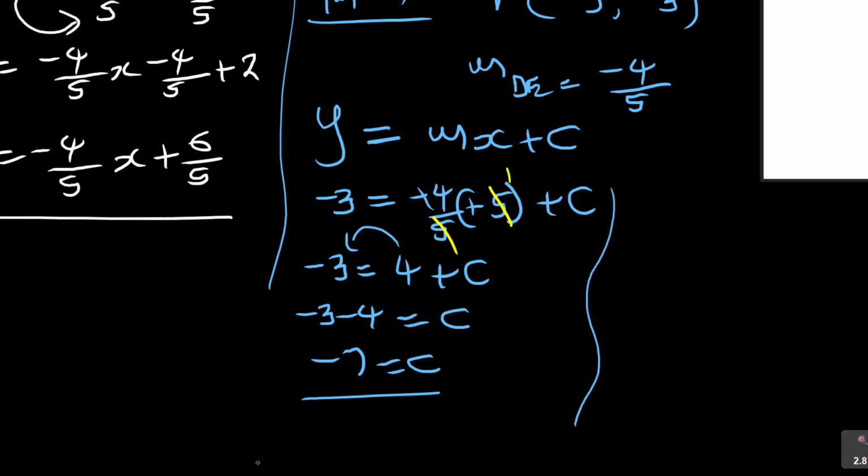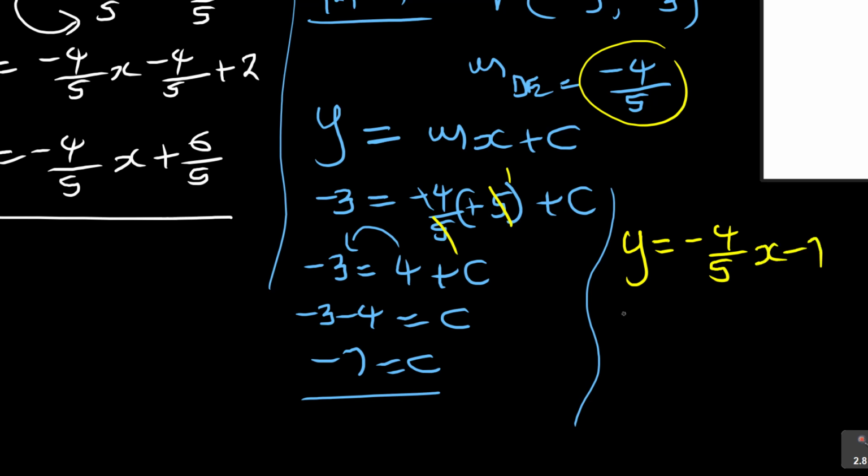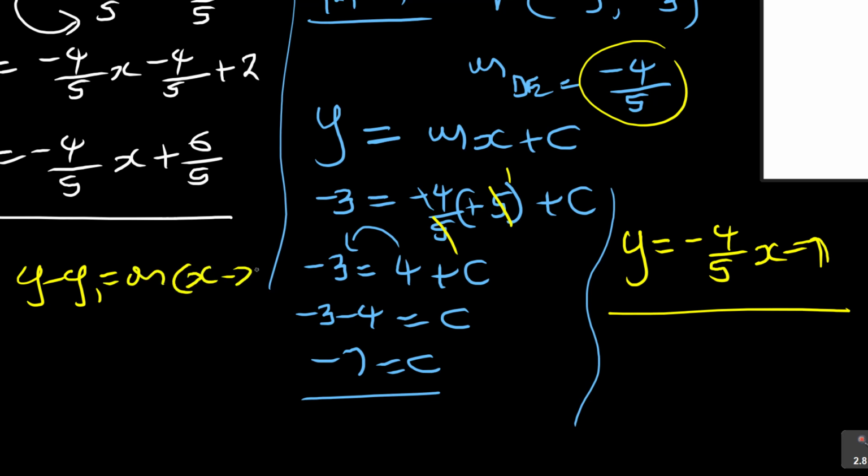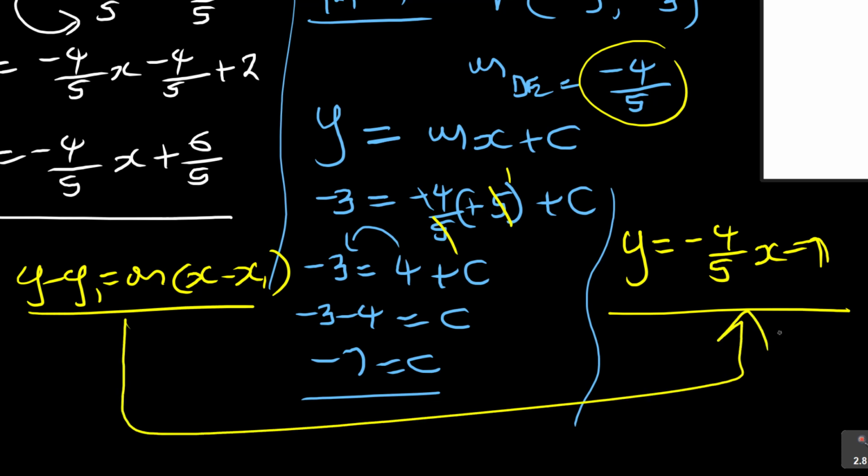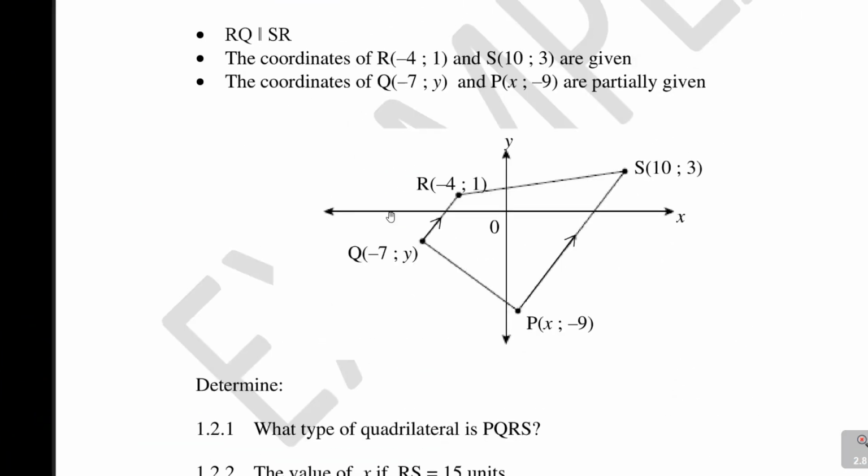So when I'm writing my equation now, it is going to be y is equal to m, which was minus 4 over 5, times x, plus c, which is negative 7. You can try it with this one: y minus y1 is equal to m times x minus x1. It must give us back the same answer, but it's a good point for you to test it and see if it does that. Alright, but I'll move on.